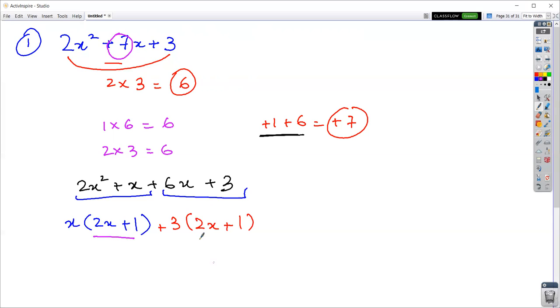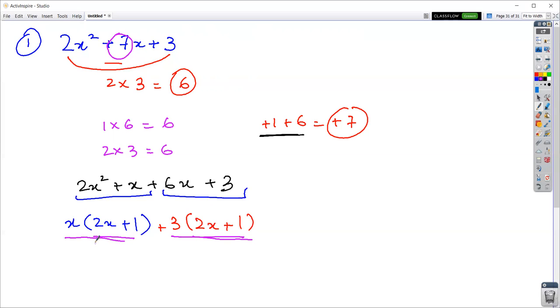So here it's 2x plus 1 and here it's 2x plus 1 as well. You're going to factorize again. Now you're having two terms. The first term is this whole thing. The second term is this whole thing. We're going to factorize. What do we see is common with the first term and with the second term?